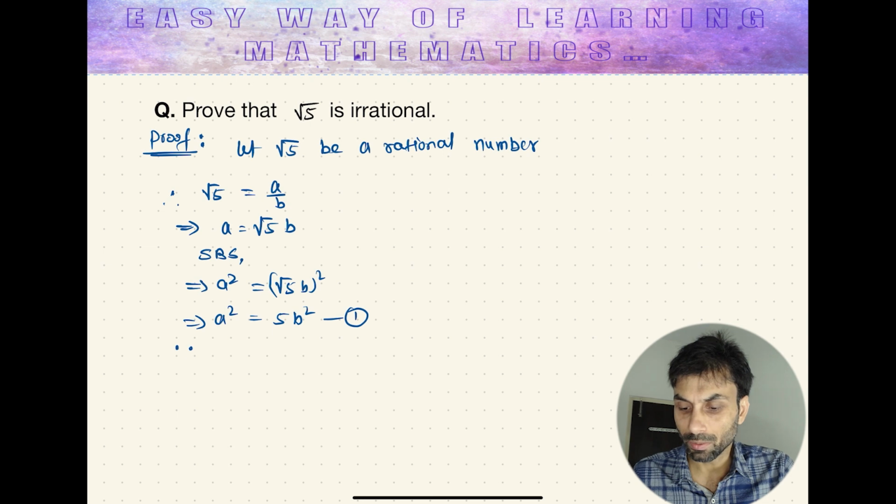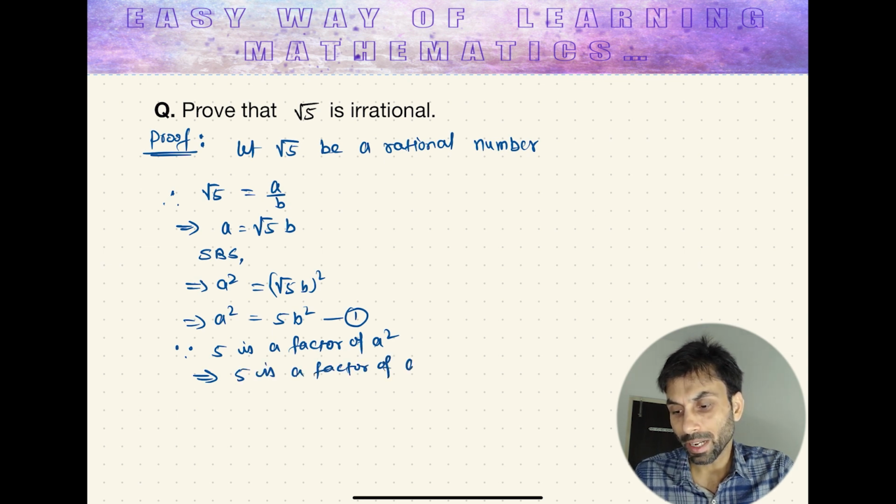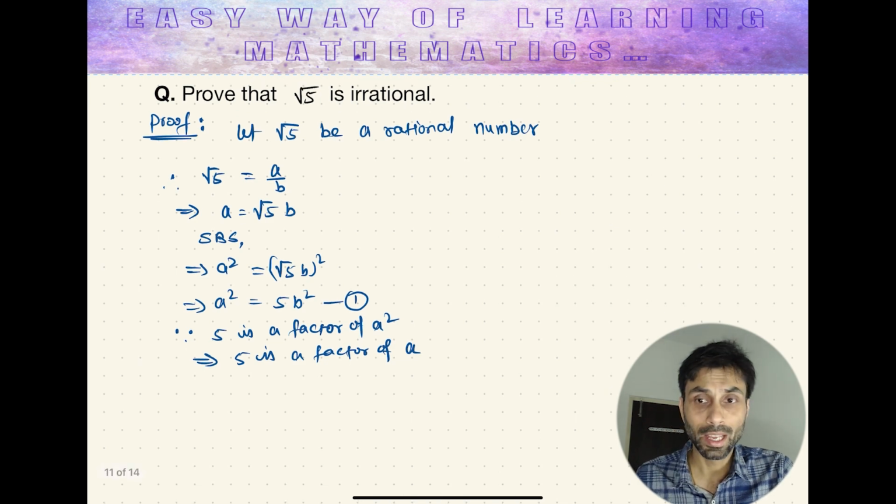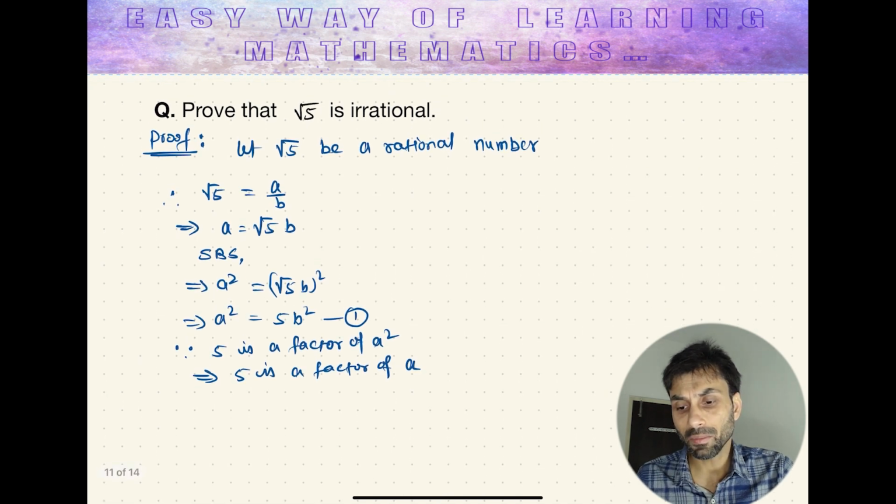Now here what we can observe is that since 5 is a factor of a square, which is also a prime, which implies 5 is a factor of a. And since 5 is a factor of a, that means a is a multiple of 5. So now let a equal 5m, where m belongs to some integer.